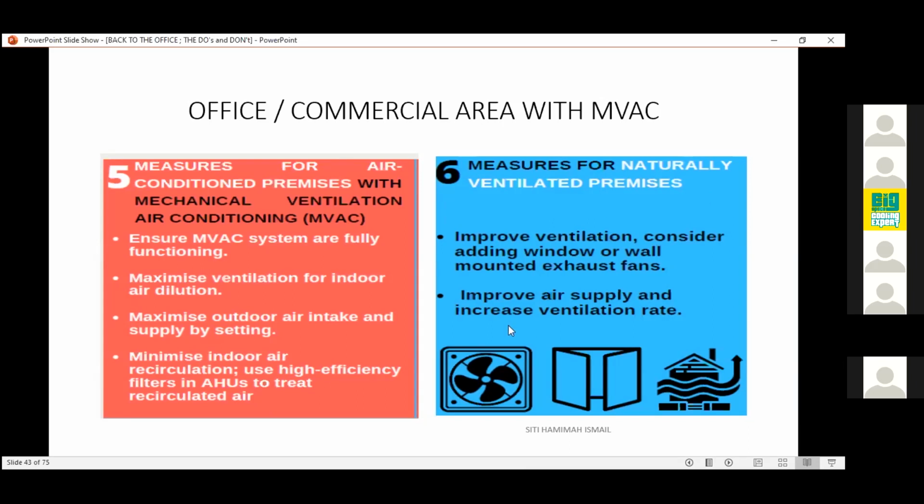Okay, kalau you punya premise ada natural ventilation, sebab sekarang ni banyak bangunan yang ada combination. Okay, so bila you ada window you buka. Okay, kalau you tak ada, you install portable exhaust fan.